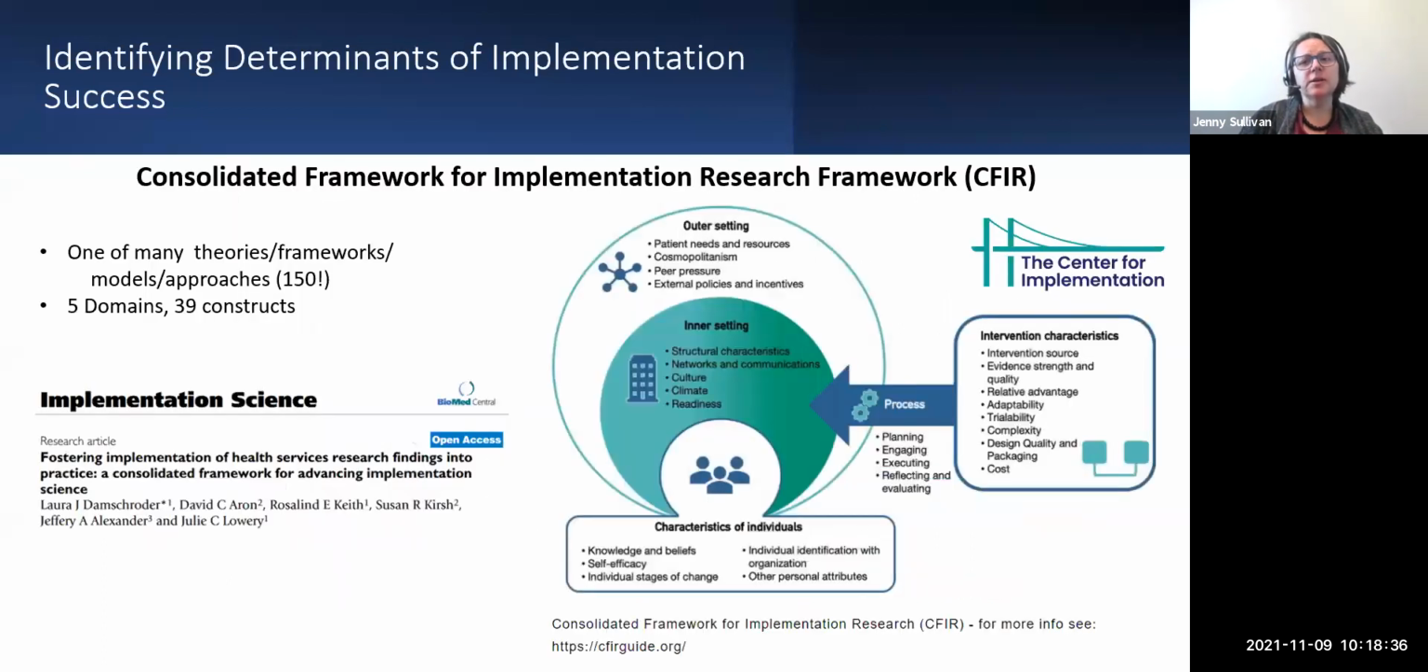So one such framework is the Consolidated Framework for Implementation Research, or the CFIR, which allows a menu of constructs that have been associated with effective implementation. There are 5 domains: inner setting, outer setting, characteristics of the individual, intervention characteristics, and the implementation process. And I like this visual from the Center for Implementation. Within the 5 domains, you can see the sub-bullets of the 39 constructs. And the website is listed on the slide as well if you want to review in more depth and really look at those constructs and definitions in particular.